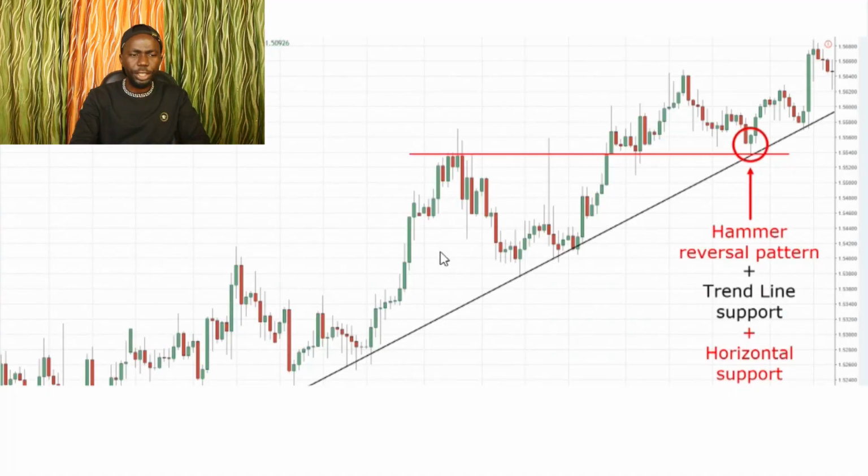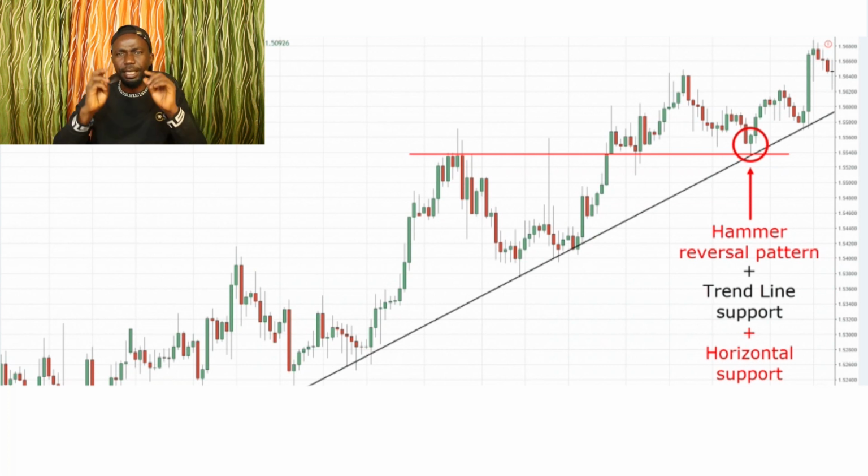So now watch this chart very well. You can clearly see that the market is in an uptrend, making higher high and higher low, higher high and higher low. So now what you do is use your trend line to connect the lows. You connect the first and the second low and extend it to the future.